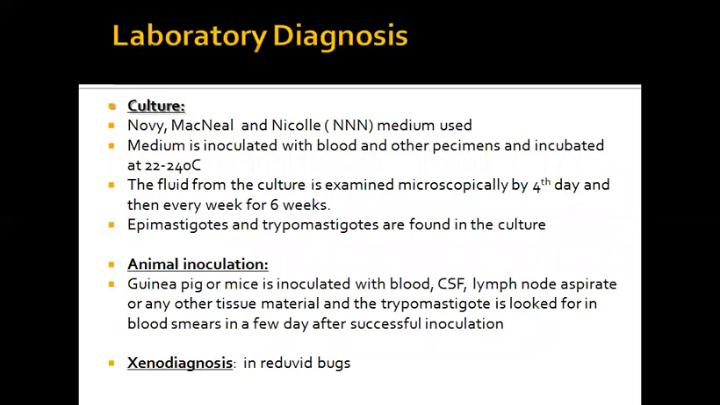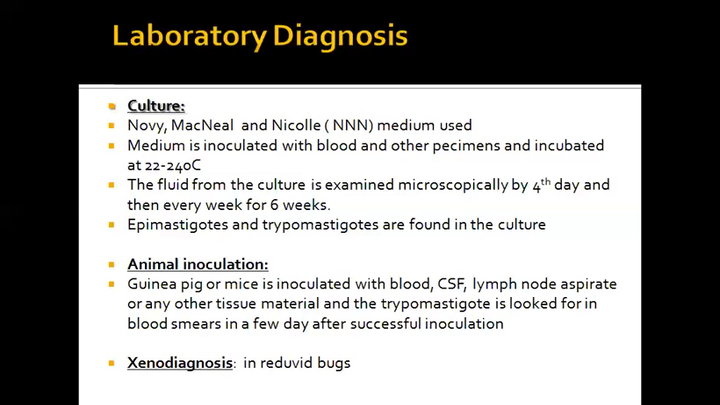Next, coming to culture, we can also culture the parasite. The NNN medium, the Novy, McNeal, and Nicolle medium, can be used. The medium is inoculated with blood and other specimens and incubated at 22 to 24 degrees Celsius. The fluid from the culture is then examined microscopically by the 4th day and then every week for the next 6 weeks. The epimastigote and trypomastigote forms are found in the culture.